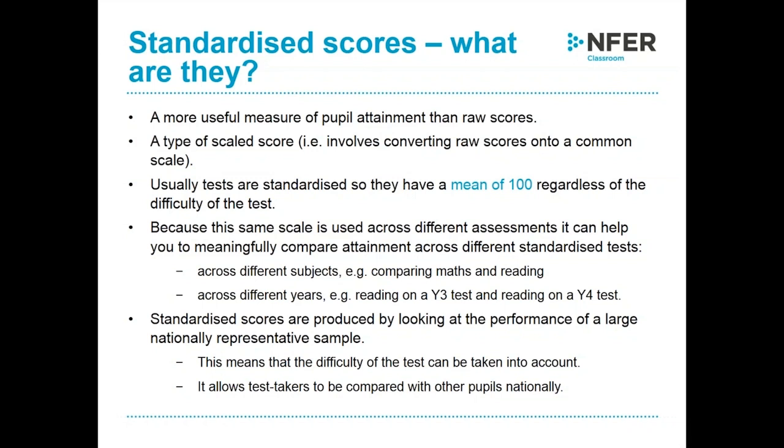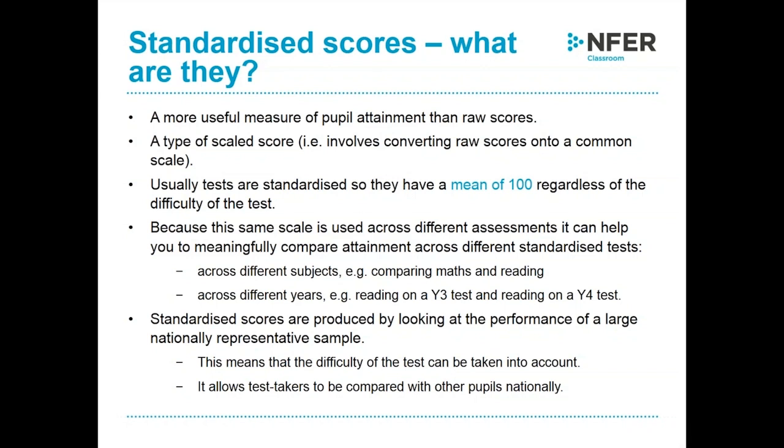Because this same scale is used across different assessments, it can help you to meaningfully compare attainment across different standardised tests. For example, across different subjects, e.g. comparing maths and reading, or across different years, e.g. reading on a year 3 test compared with reading on a year 4 test the next year. Standardised scores are produced by looking at the performance of that large nationally representative sample who take part in the trial. And this means that the difficulty of the test can be taken into account, and it allows test takers to be compared with other pupils nationally.